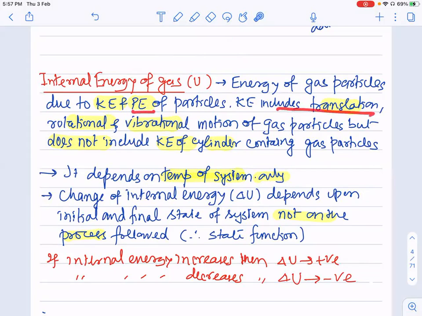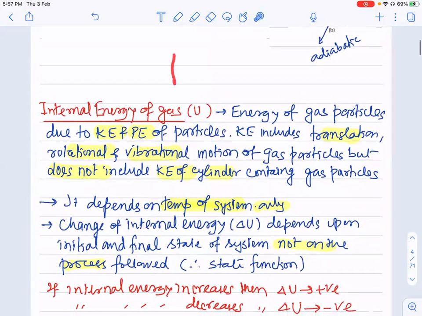Kinetic energy includes translational, rotational, vibrational motion of the gas particle, but doesn't include kinetic energy of the cylinder containing the gas particles. If the cylinder is moving somewhere, suppose the gas is filled in a tanker and the tanker is moving along with the train, that kinetic energy will not be added. The gas particles inside are moving left, right, up, down, that energy is part of the internal energy, not the kinetic energy of the cylinder. It is excluded. Here it is written not included.